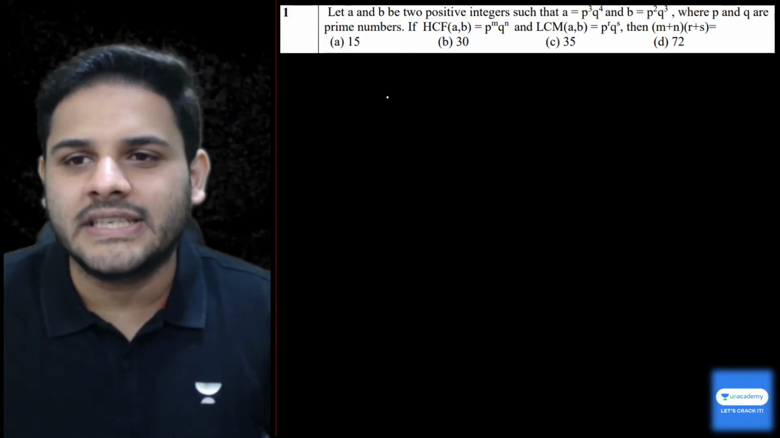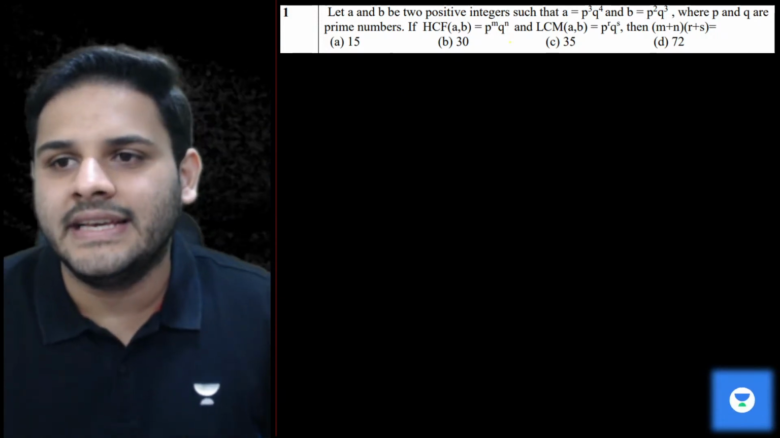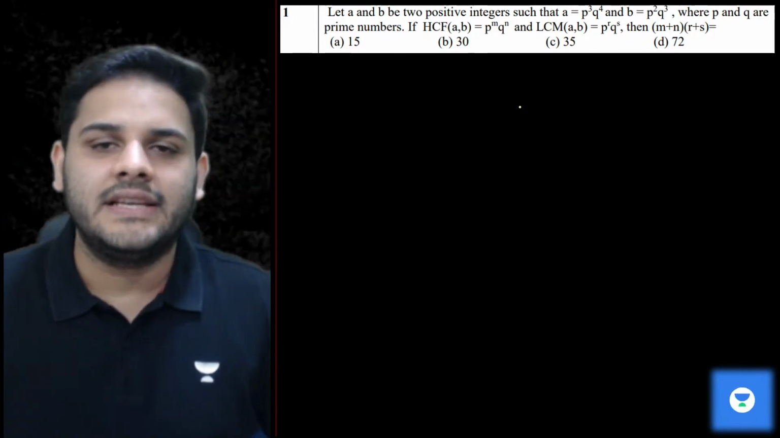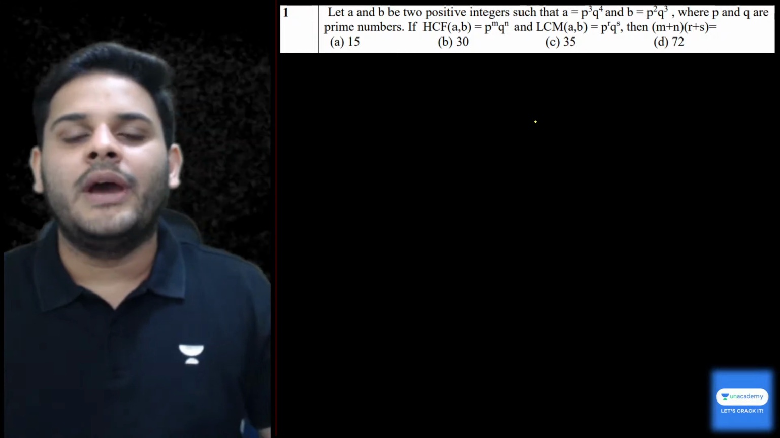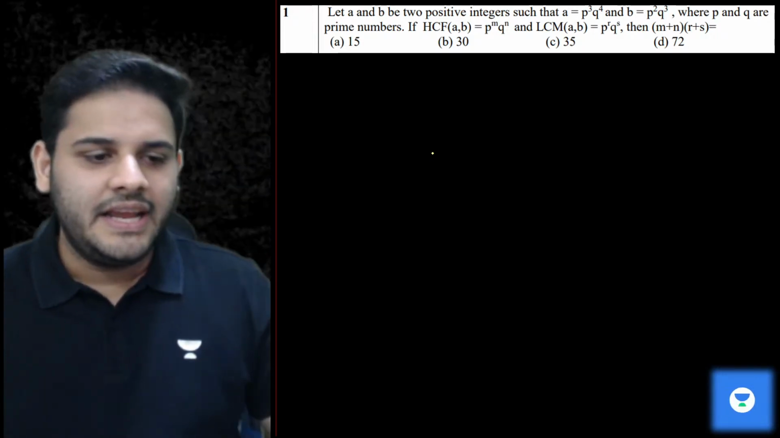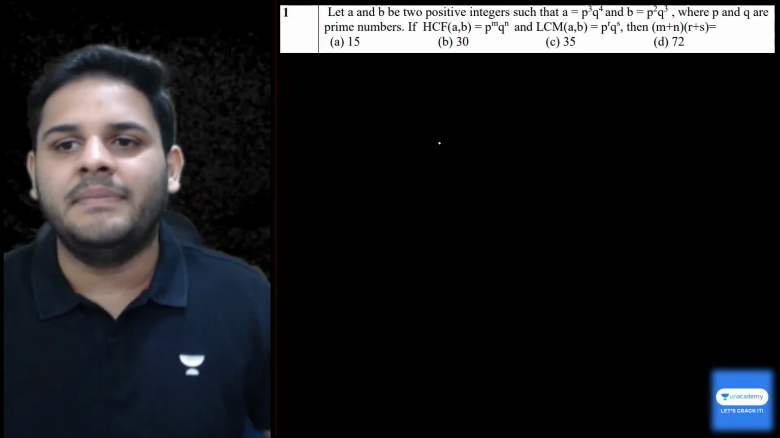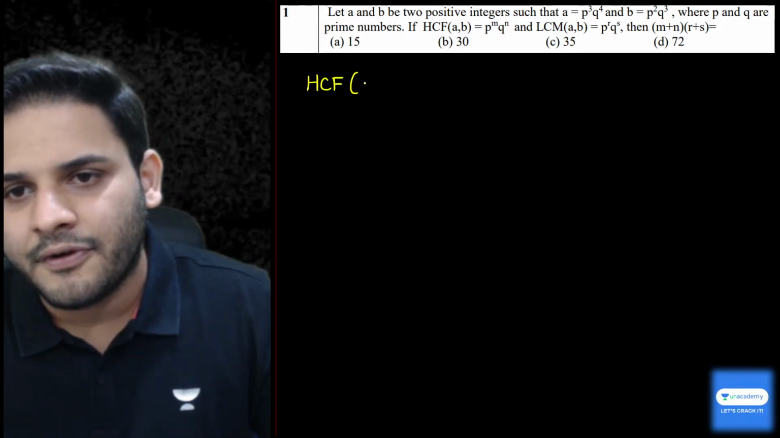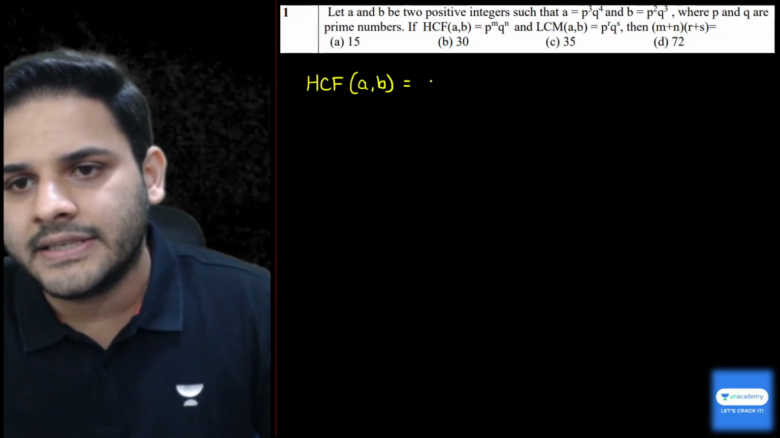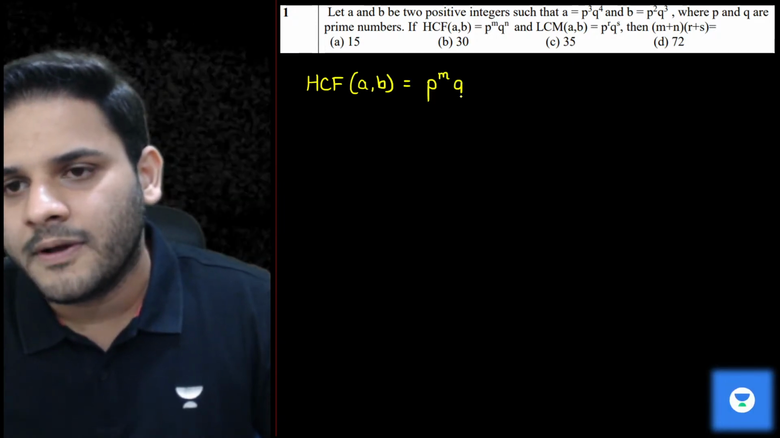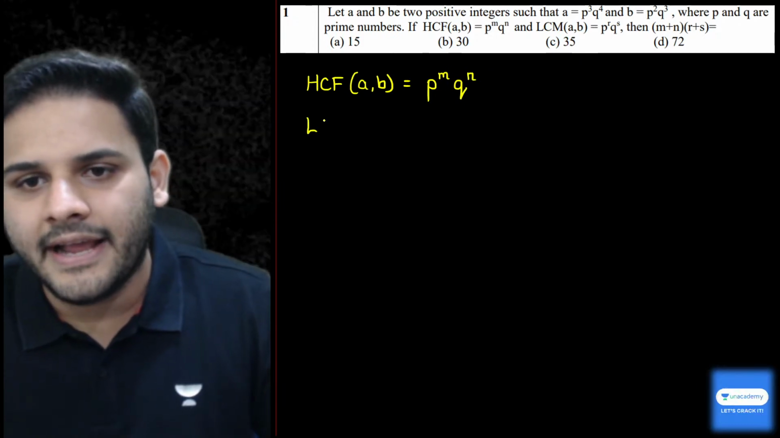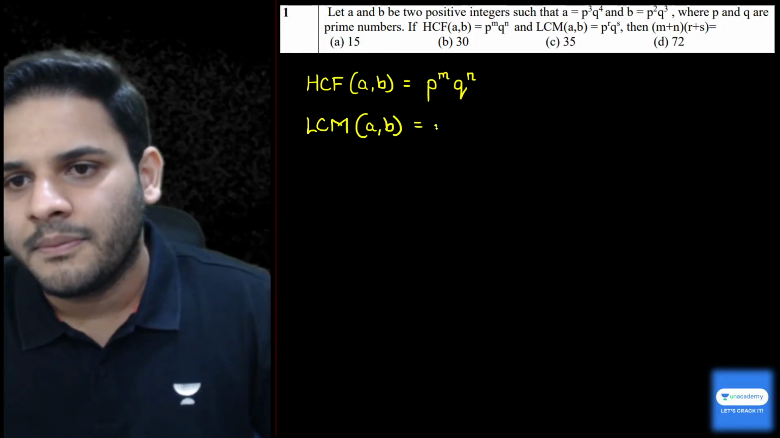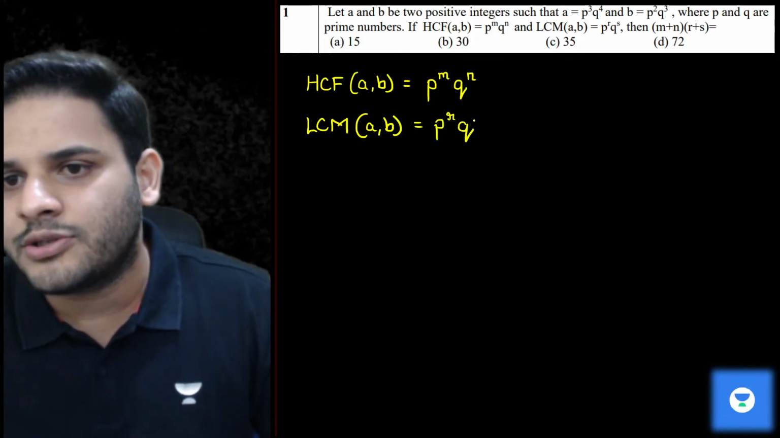Let A and B be two positive numbers such that A is p raised to the power 3 q raised to the power 4 and B is p raised to the power 2 q raised to the power 3, where p and q are prime numbers. If the HCF of A and B is p raised to the power m q raised to the power n, and the LCM of A and B is p raised to the power r q raised to the power s.